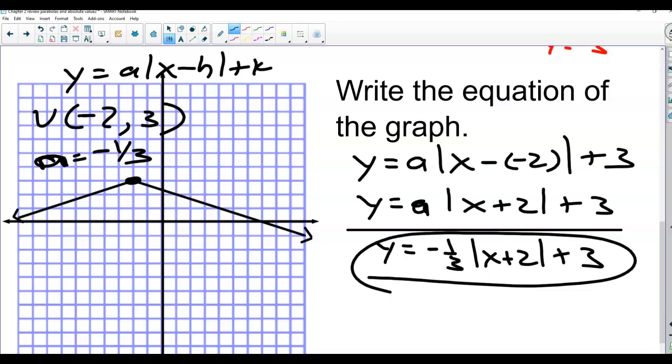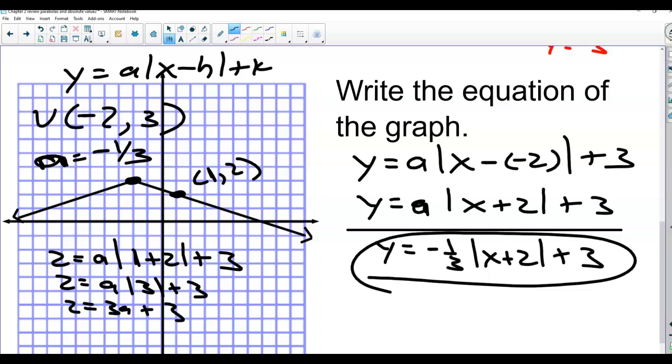Now, the other way to do it is a little longer, but I do like it a little bit better, is to pick a point on the graph. That's not the vertex. I'm going to pick point 1, 2. And if I plug 2 in for y and 1 in for x, and I solve for my a, so I put my vertex in and I put my point in for x and y. 2 equals a times the absolute value of 3 plus 3. The absolute value of 3 is 3. We subtract 3 on both sides and we get negative 1. And we divide 3 on both sides. My a is a negative 1/3. And there's my a term as well. You can get it that way as well.